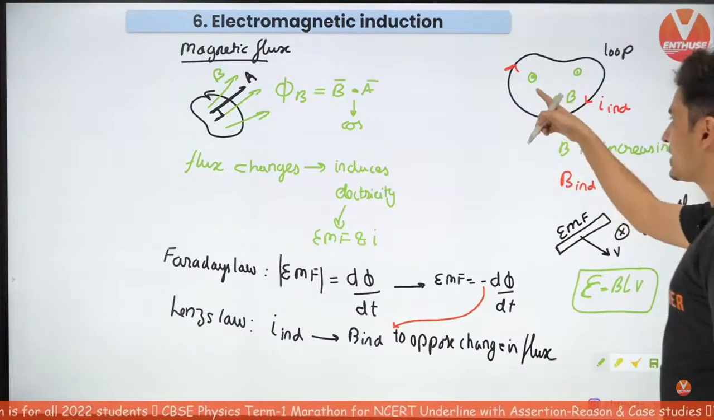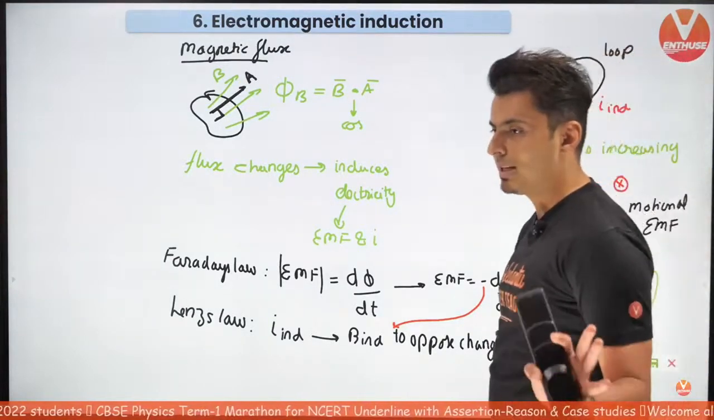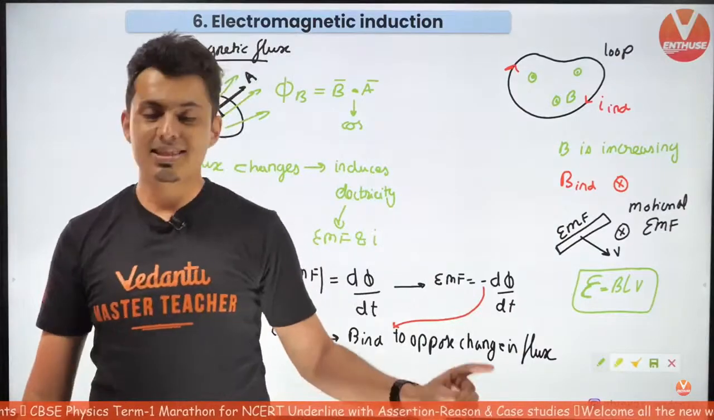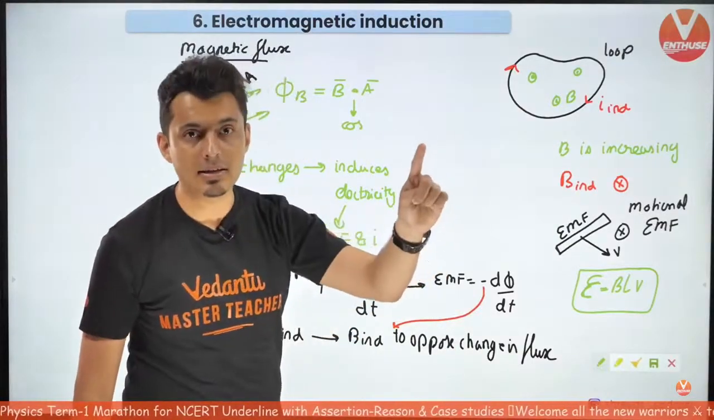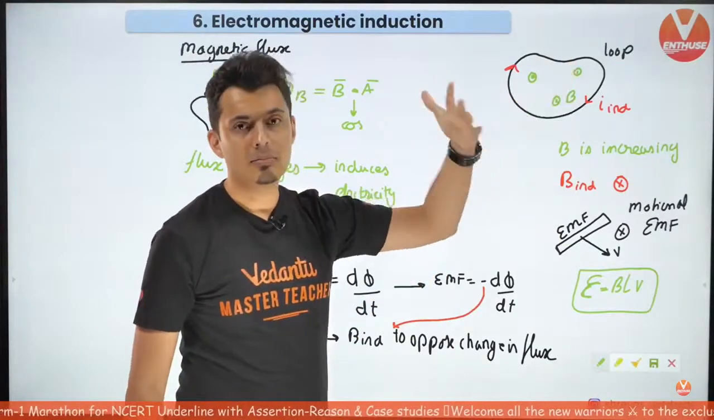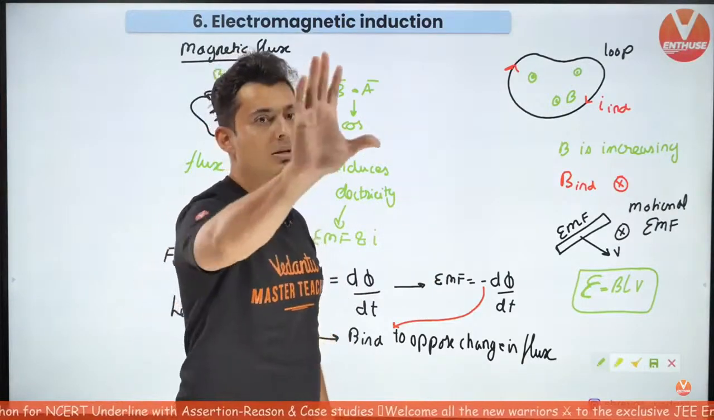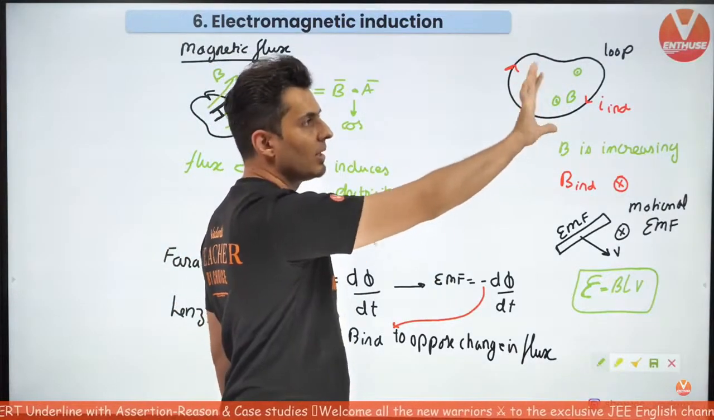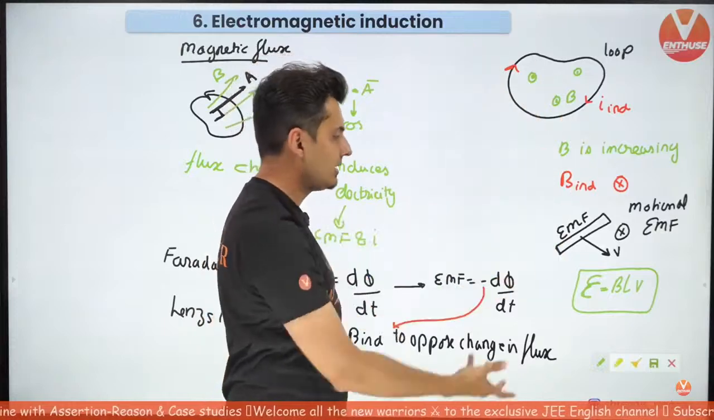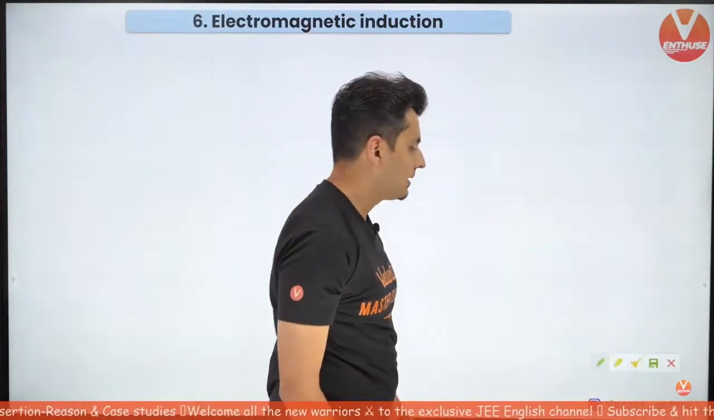Now, Hari, that's what I told you. This is how you find out directions using Lenz's law. As simple as this. Hari, just see where the field is increasing. Field was increasing here. That's it. Opposite. How do you oppose? Keep a thumb opposite to it. See how your fingers curl. That's it. That's the direction of the induced current.